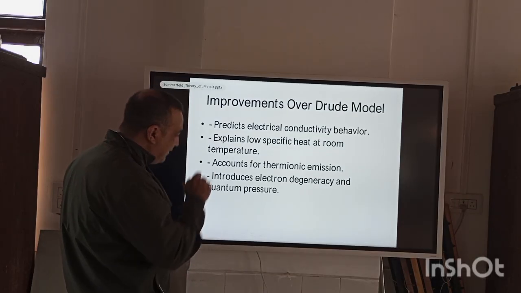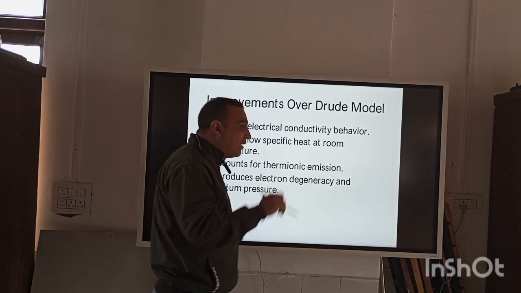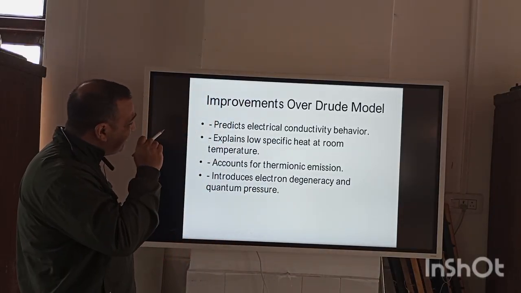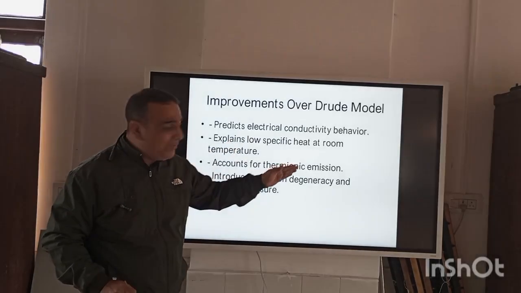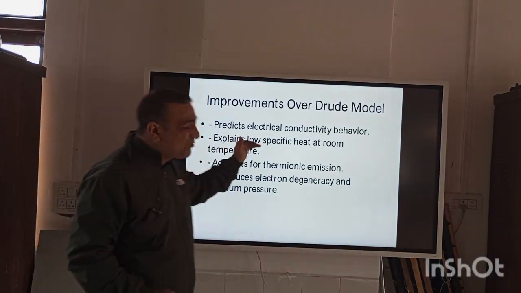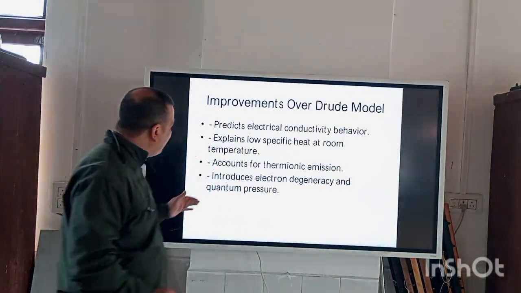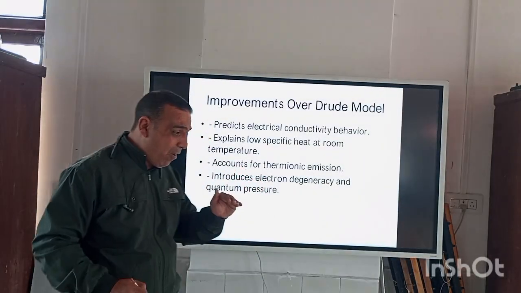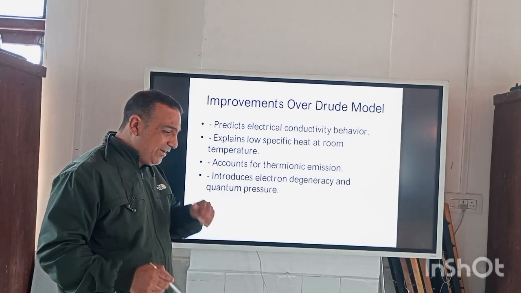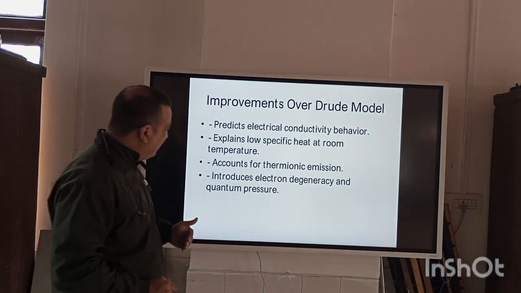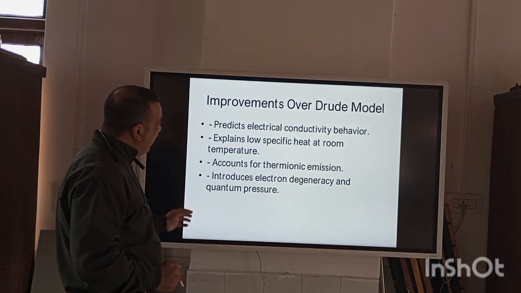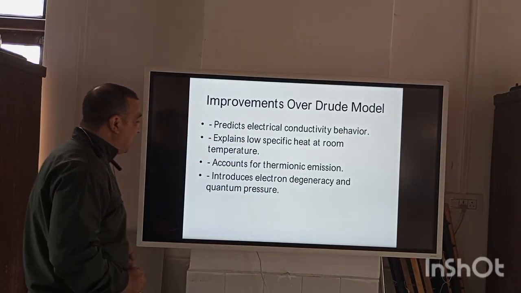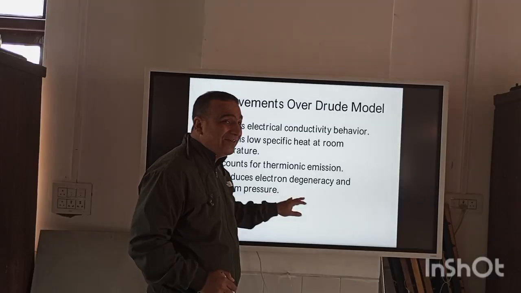So certainly this theoretical model is an improvement over the Drude model, and it correctly predicts the electrical conductivity behavior. It explains low specific heats at low temperatures, and it accounts for the thermionic emission that we have. When you subject a material to an external energy, there is the emission of electrons. And this introduces electron degeneracy and the so-called quantum pressure.